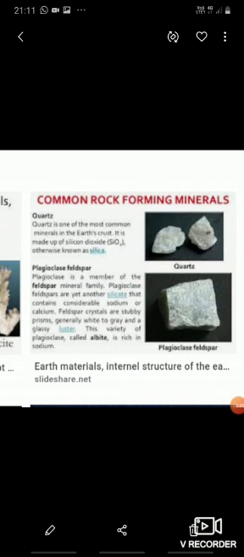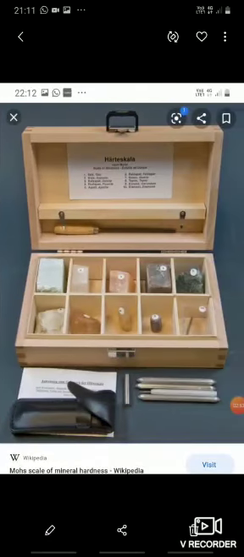Plagioclase feldspar is a member of the feldspar mineral group. Plagioclase is another silicate that contains considerable sodium or calcium. The main elements present in plagioclase feldspar are sodium and calcium. Then there is mica. Mica is a glassy type of mineral. I will show you later.